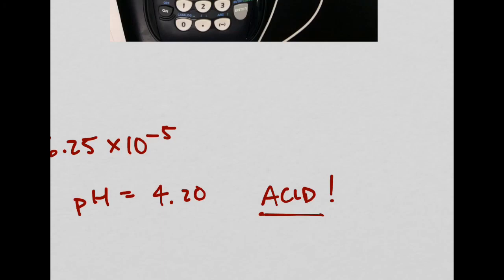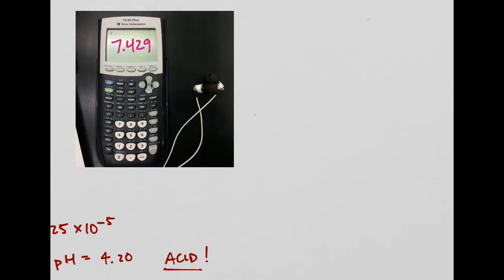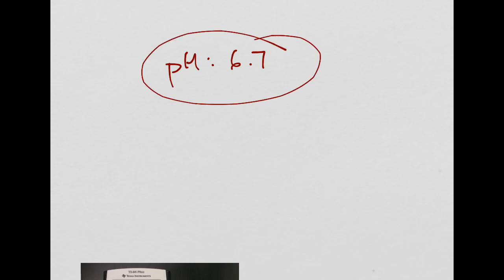Got it? Now what if we were to do the opposite? I think I have enough time to do this. What if I gave you that the pH of something was 6.7? Could you tell me what the concentration of my hydronium ions is if it has a pH of 6.7? See if you can work that out. So hit pause, no cheating.